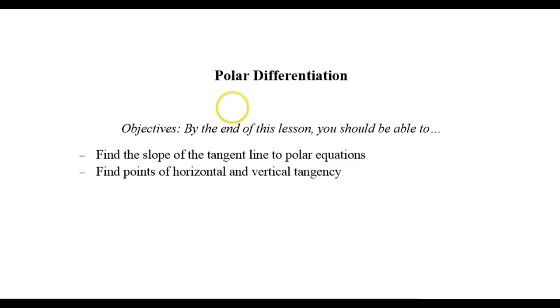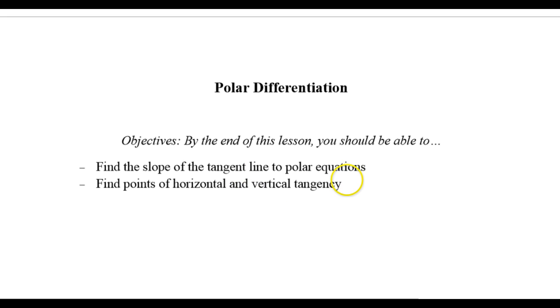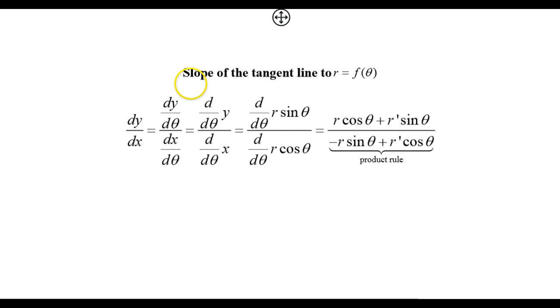Polar differentiation. Objectives. By the end of this lesson, you should be able to find the slope of the tangent line to polar equations and find points of horizontal and vertical tangency. Alright, suppose we're asked to find the slope of the tangent line to a polar curve that is a function of theta.